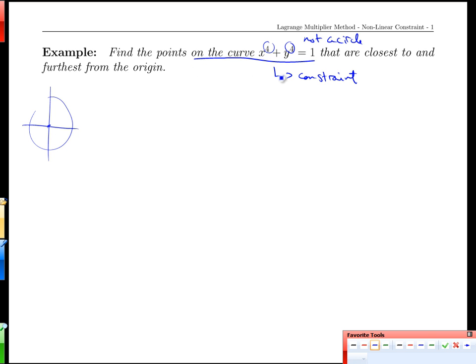Well, to do our Lagrange multiplier process, to identify these special points that are closest and furthest, we need to define a distance. If we want to know furthest or closest, we find the distance for any point and then identify the minima and maxima of that.